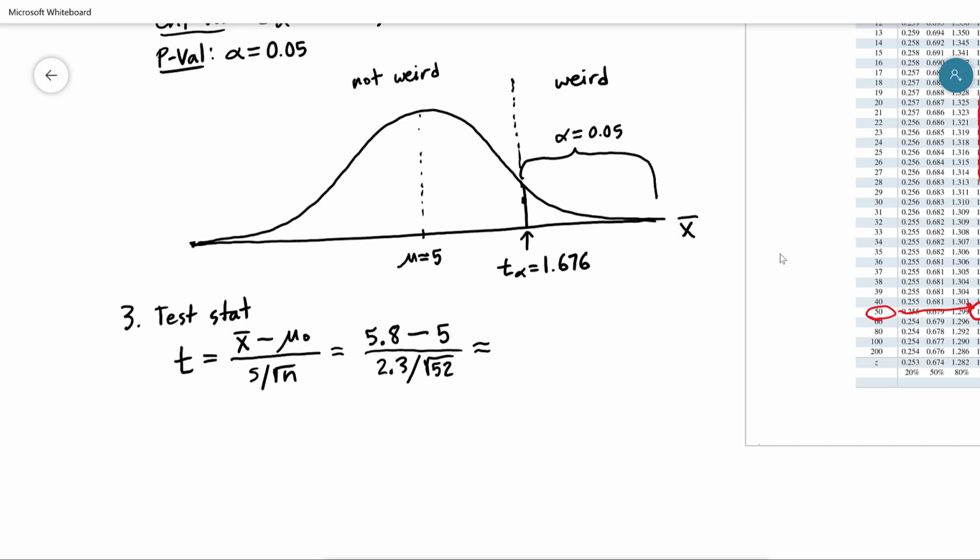And when I plug these into the calculator, if you're doing it in the calculator, you might want to toss parentheses around these things to make sure we don't make any mistakes. I got 2.508-ish. Good enough, at least. So 2.508. That is my test statistic.